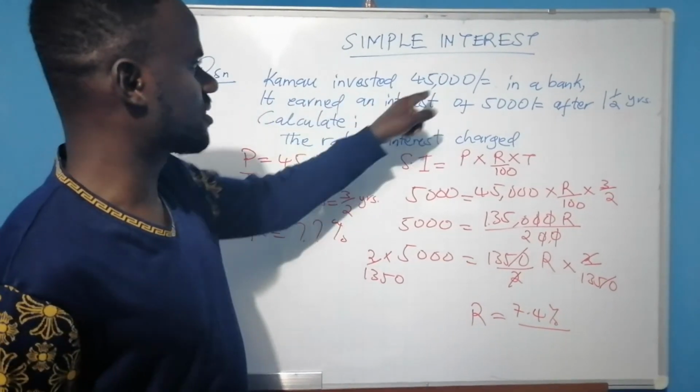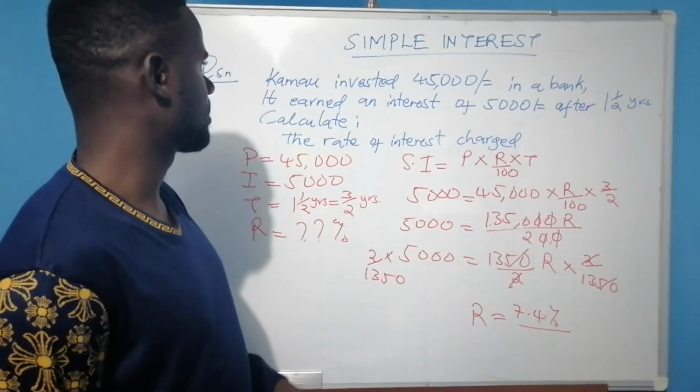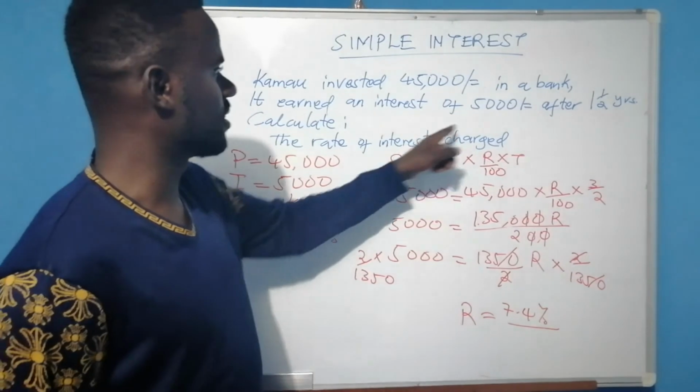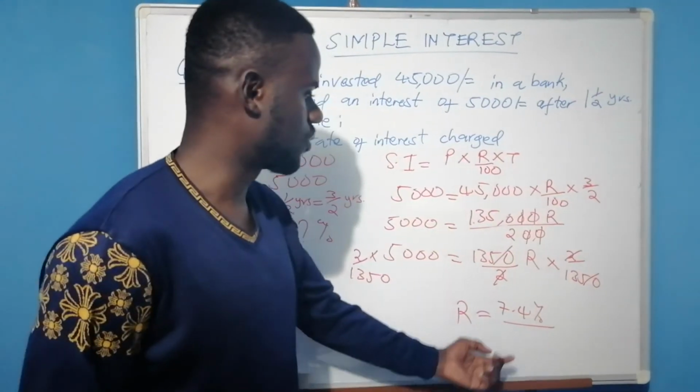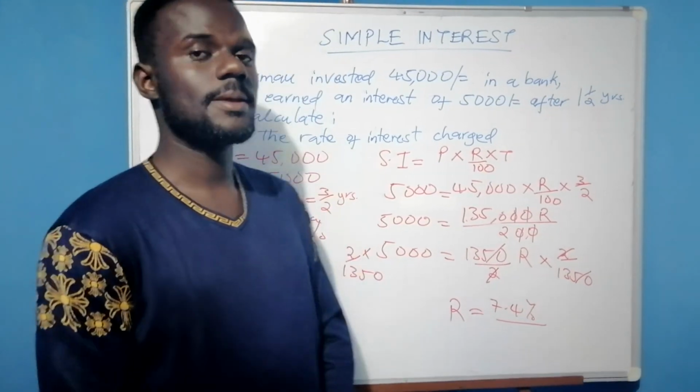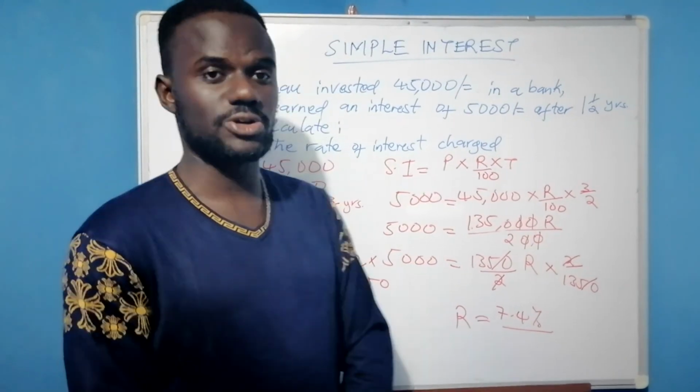When Kamau invested 45,000 in a bank, and it earned him an interest of 5,000 after 1.5 years, the rate will be 7.4%.